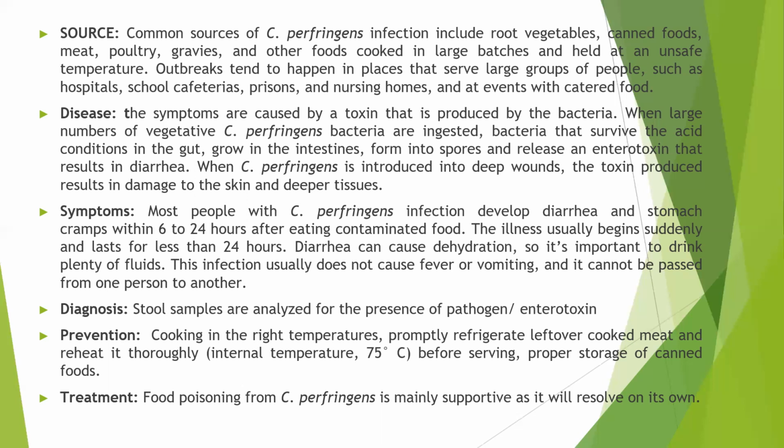When Clostridium perfringens is introduced into deep wounds, the toxin produced results in damage to the skin and deeper tissues. Symptoms: most people with Clostridium perfringens infection develop diarrhea and stomach cramps within 6 to 24 hours after eating contaminated food. The illness usually begins suddenly and lasts for less than 24 hours. Diarrhea can cause dehydration, so it's important to drink plenty of fluids. This infection usually does not cause fever or vomiting, and it cannot be passed from one person to another.